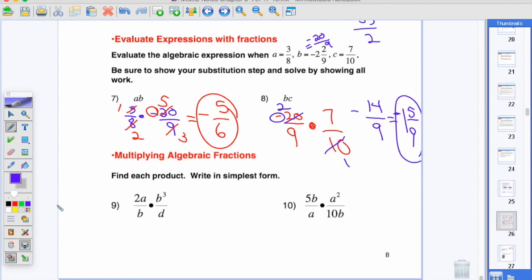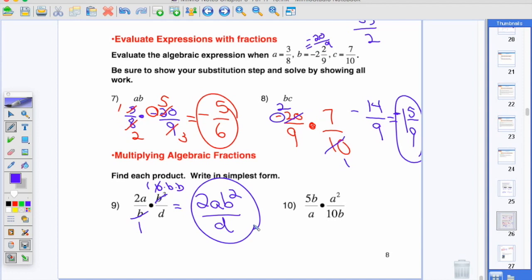If we cross cancel and we look at the 2a and the d, they have nothing in common. But if we look at the b and the b to the third, that's b times b times b. So that means that they have one b in common. So I can cross off a b, and I'm left with 1 because b divided by b is 1, and I can cross off 1 in the numerator. So now multiply going across, I have 2a times b squared over d.